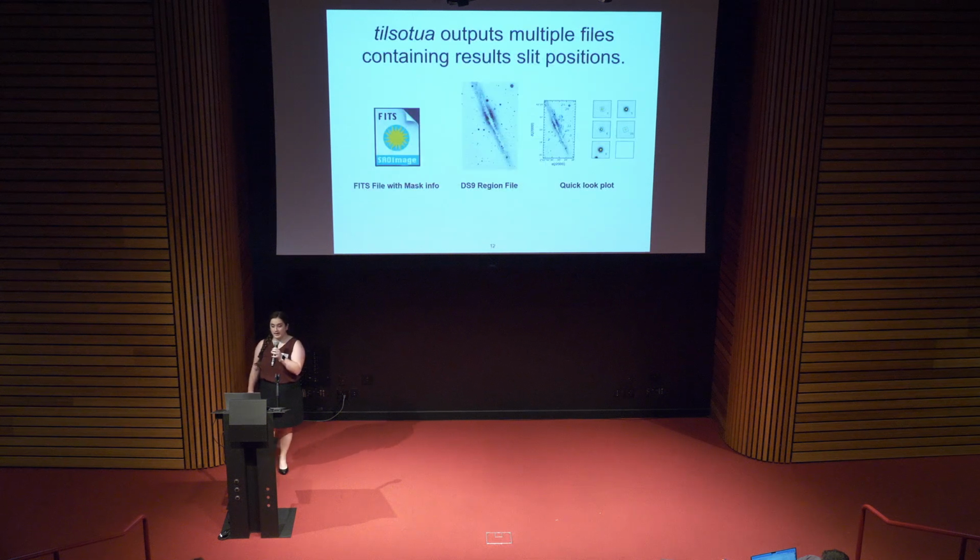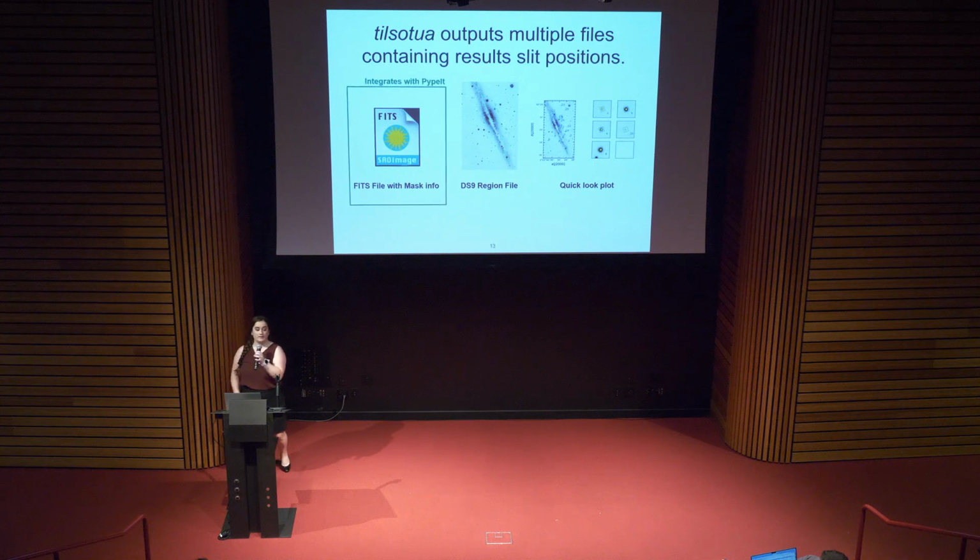The output files that you get after running are the FITS file that has all of the mask information, a region file that you can load into DS9 to check your slit positions, as well as a quick look plot that contains a plot of all the slit positions, as well as cutout images of the alignment boxes for the mask, so you can easily check right after you run the code, the alignment of the mask on the sky, and check that you're happy with it. This FITS file is what allows for the integration with pipette.